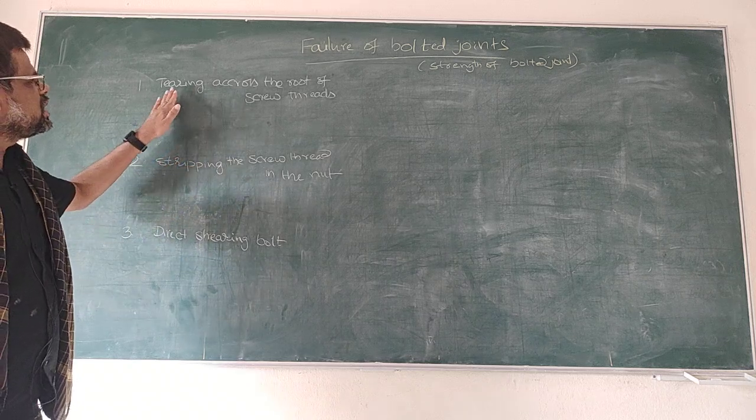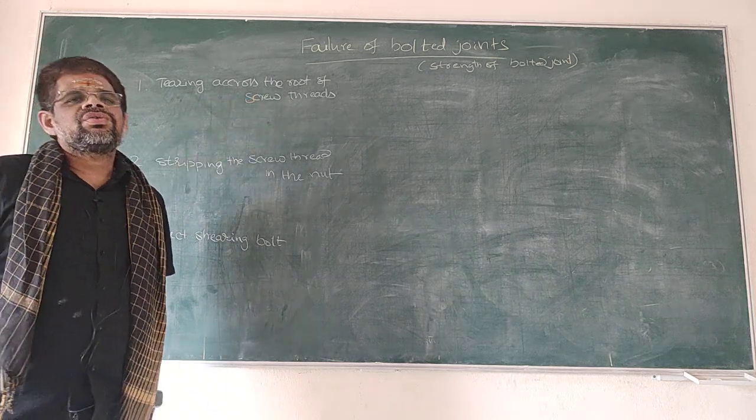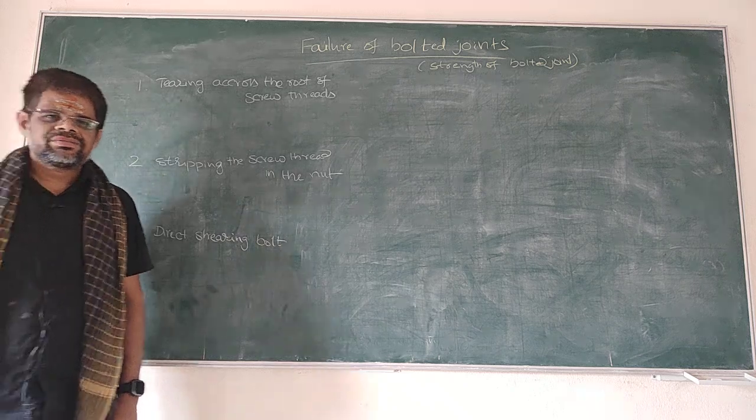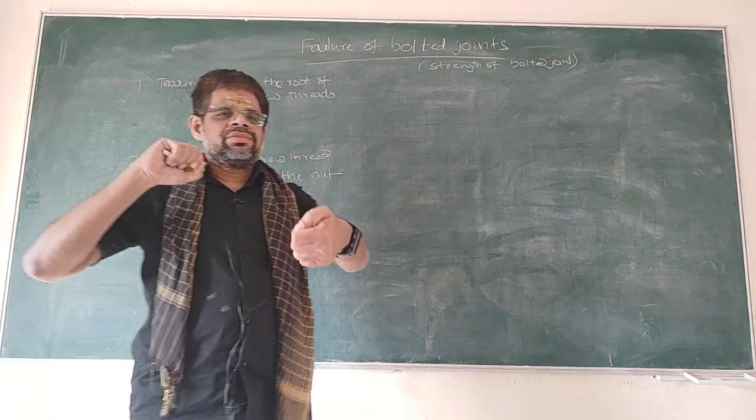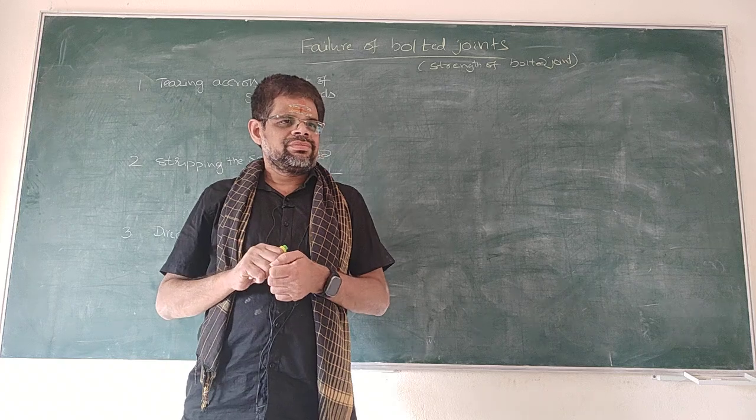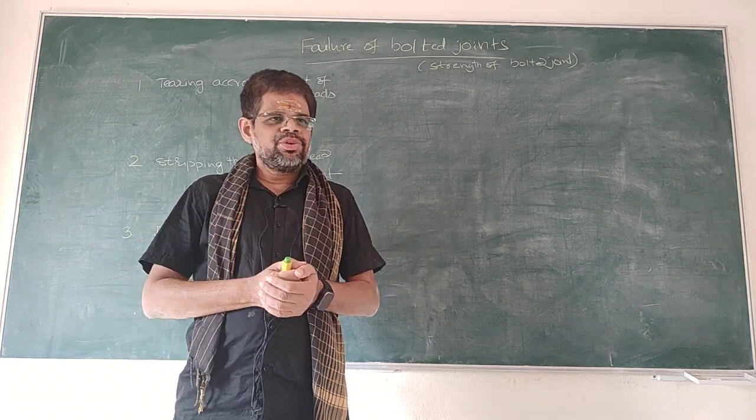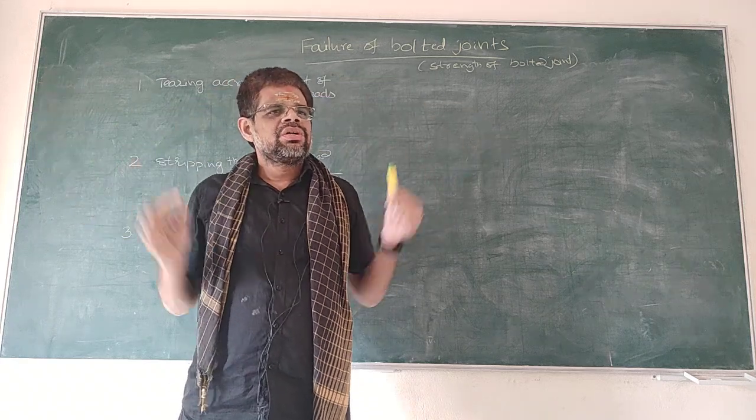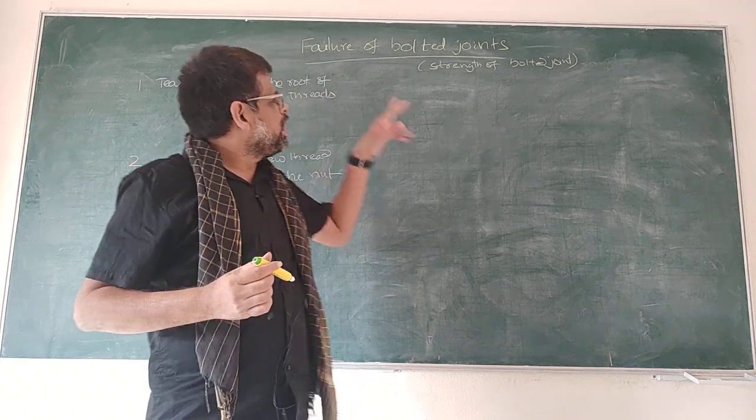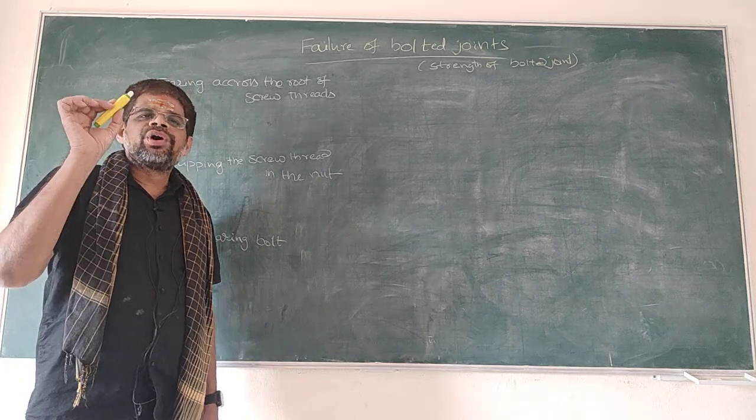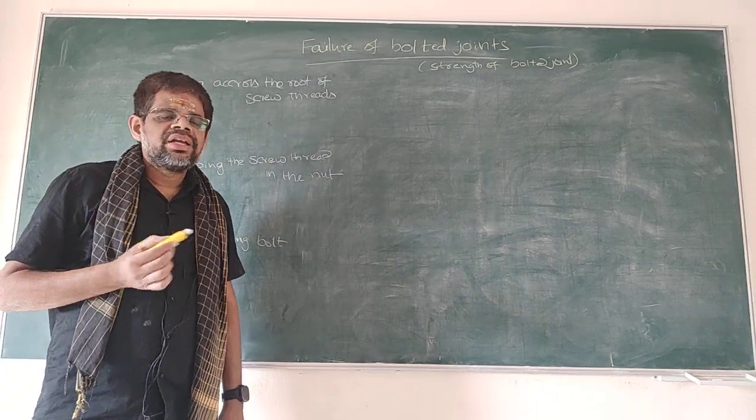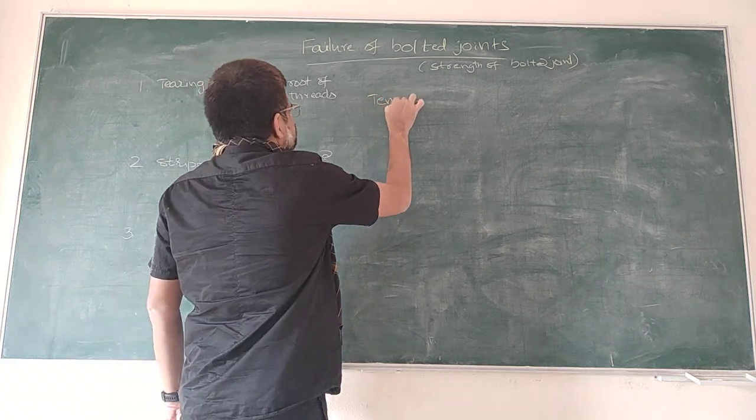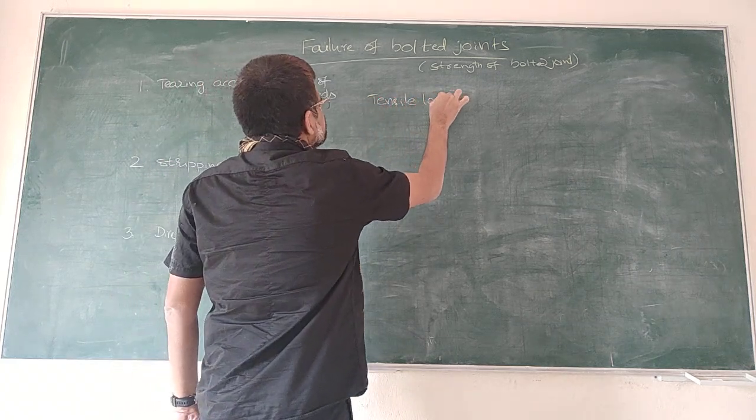The first one is tearing across the root of the screw threads. What do you mean by tearing? If you tear a paper, it will be separated into two pieces. Similarly, a bolt may be torn into two pieces. This is possible when a bolt or a nut is subjected to tensile load. Which type of load? Tensile.